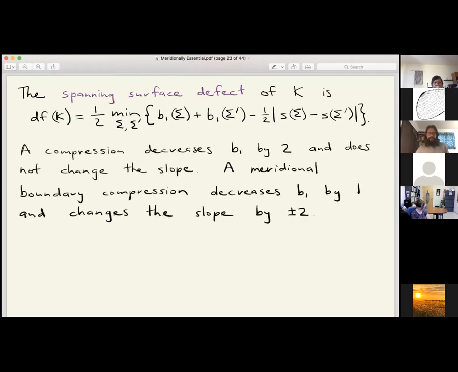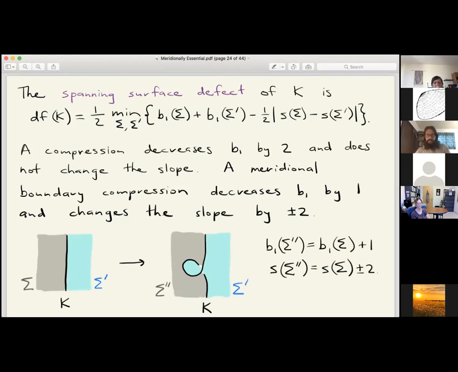And then the other thing to take note of in this space is what happens if we have a surface and we do a compression. The first Betti number goes down by 2. The slope doesn't change because everything's happening away from the boundary. If we do a meridional boundary compression, then B1 goes down by 1, and the slope changes by plus or minus 2. There are 2 different ways you could possibly do this boundary compression.